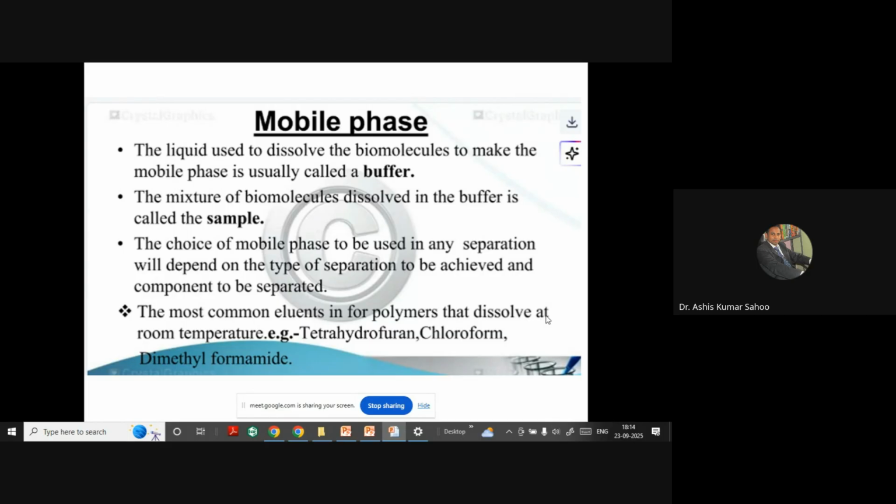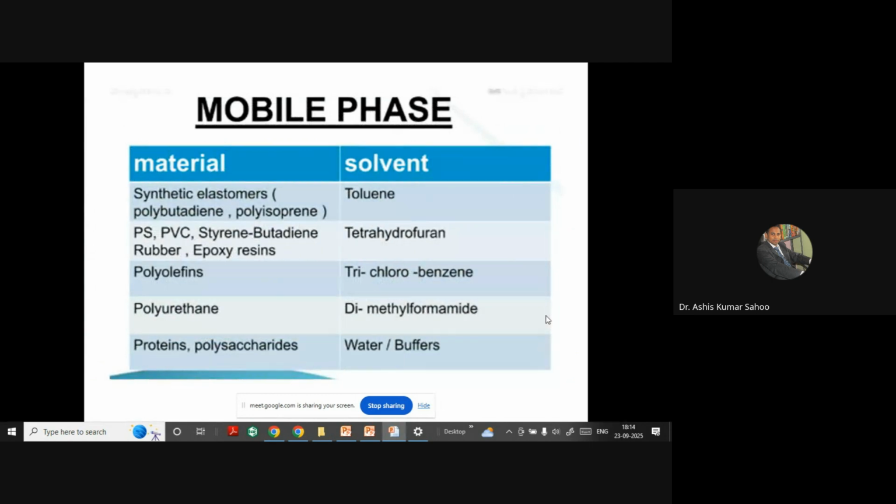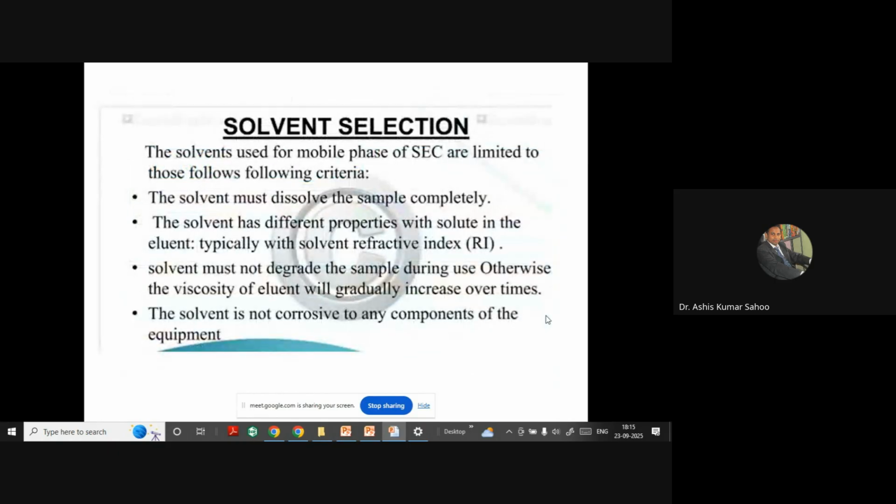The most common eluents for polymers that dissolve at room temperature are tetrahydrofuran, chloroform, dimethyl formamide, etc. So what are the mobile phases? For synthetic elastomers and polymers, we would use toluene as a mobile phase solvent for PS, PVC, styrene, tetrahydrofuran, polyurethane, polyethylene. So different solvent selection will be taken.